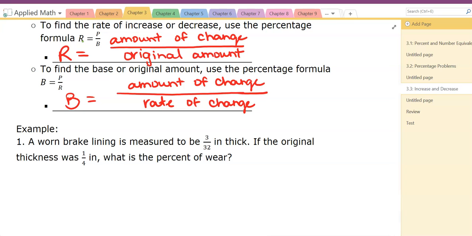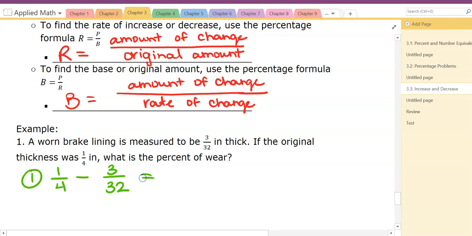So the first thing we need to do though is figure out how much it has changed. What's the amount of change here? So it started at 1/4. So like when the brakes were brand new, their lining was 1/4 of an inch. Then we want to subtract away what it is now, which is 3/32. Okay? Use your calculator to help you subtract fractions. You don't have to do the long way if you don't want to with common denominators. So I get 5/32 if I type that in to my calculator. So that's how much it's changed over time.